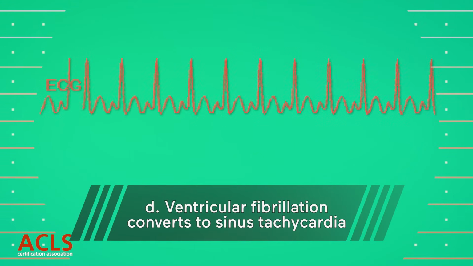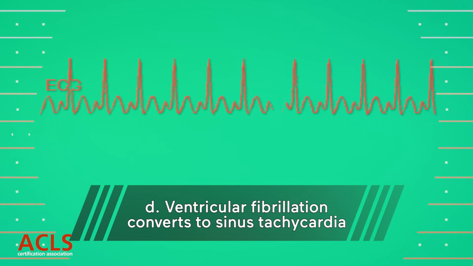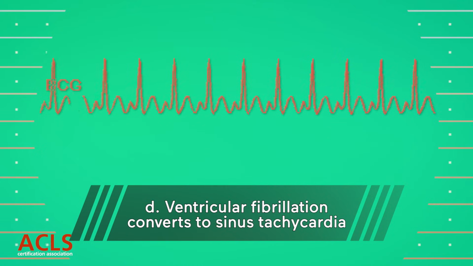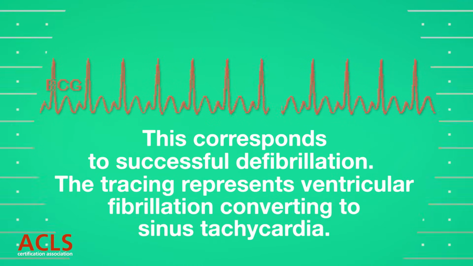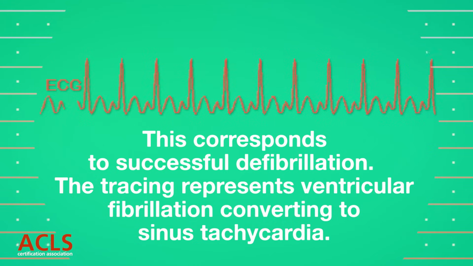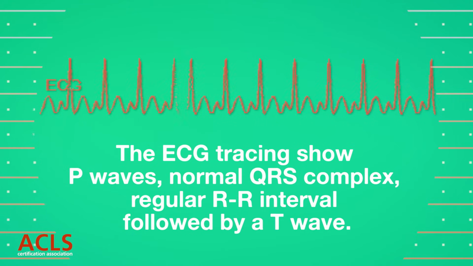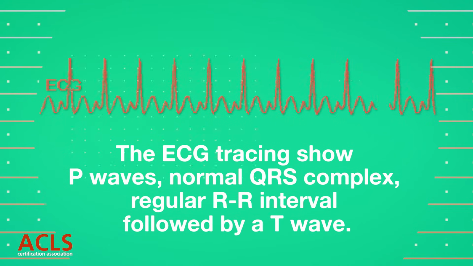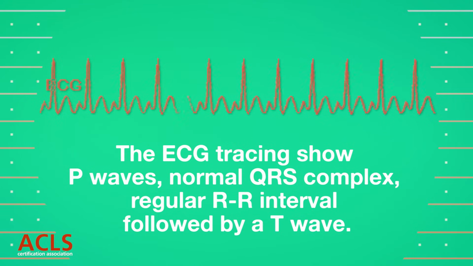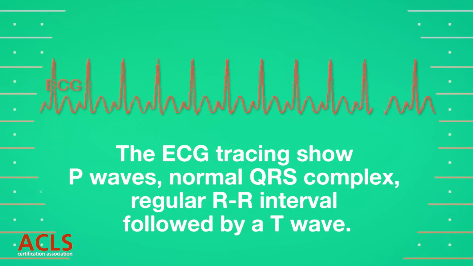Correct answer, D. Ventricular fibrillation converts to sinus tachycardia. This corresponds to successful defibrillation. The ECG tracing shows P waves, normal QRS complex, regular RR interval, followed by a T wave.